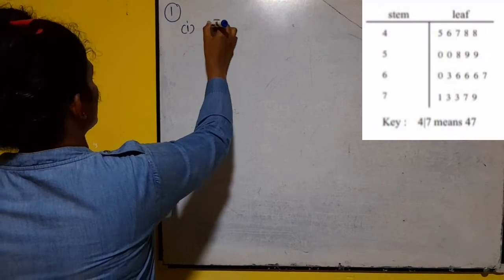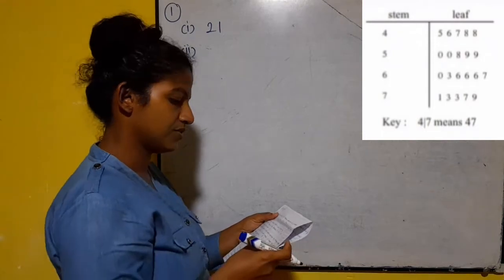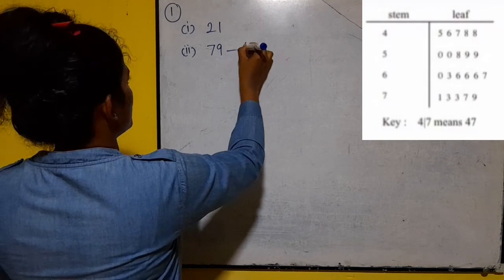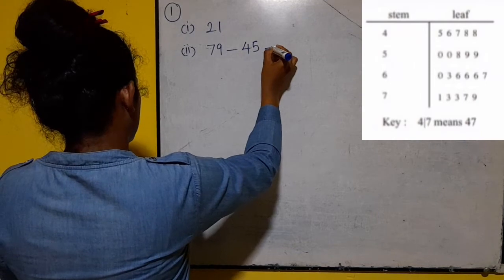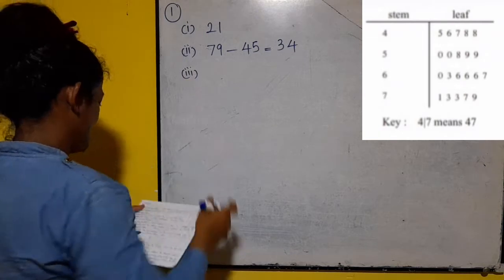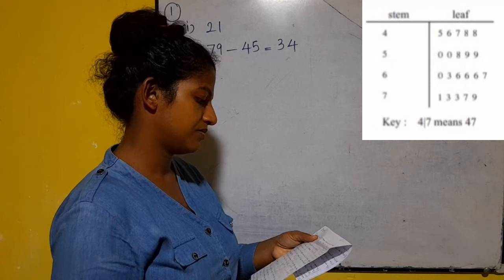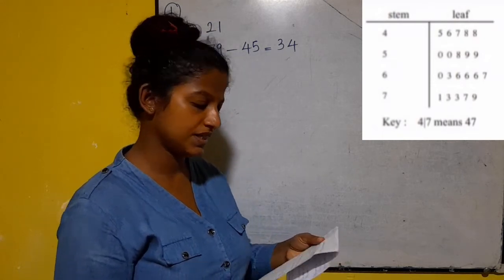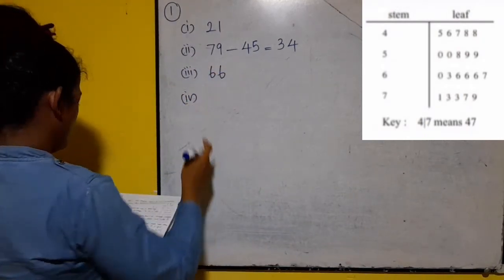Second question, find the range of the distribution. The largest value here, the maximum value, is 79, and the minimum value is 45. So the range is 34. Third question, what is the mode? The data that has occurred the most number of times is 66. Mode is 66.